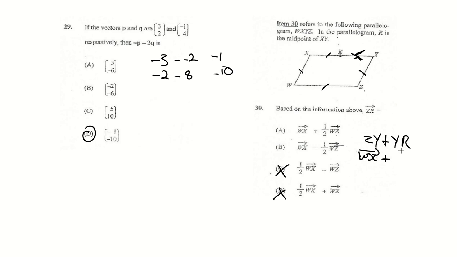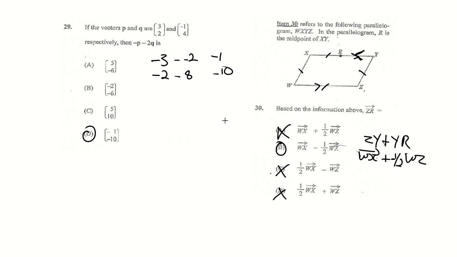But anyway, YR, if it's going in the opposite direction, would be a half, because we're going from W to Z. That's the opposite direction of Y to R. So that would be plus negative a half WZ. So the answer would be B, not this one. And that would be the end of January 2018.